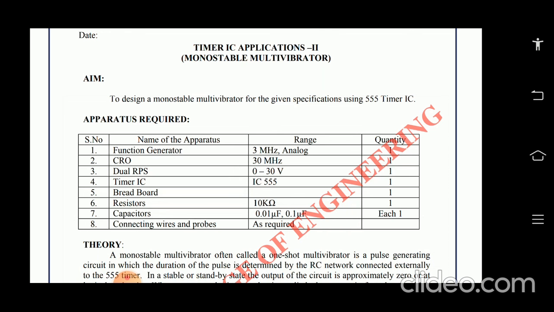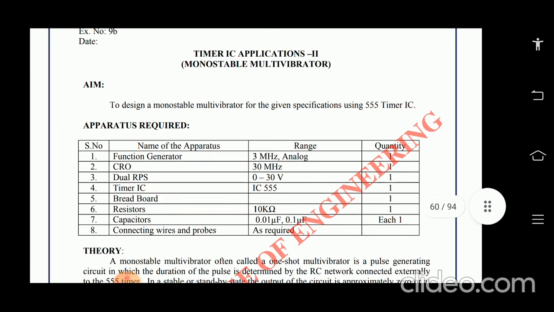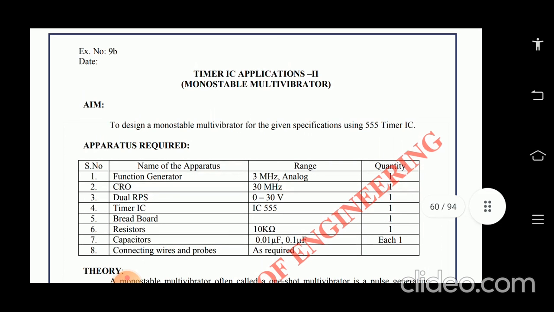A breadboard, where all the components will be connected, and a resistor, here I am taking 10 kilo ohm, and capacitors of 0.01 microfarad and 0.01 microfarad. All the components will be connected on the breadboard with the help of connecting wires and probes. So what is a monostable multivibrator?